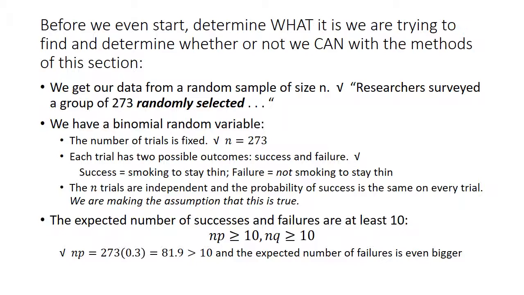Do we have a binomial random variable? Well, do we have a fixed number of trials? Yes, 273 teen girls are selected. Each trial has two possible outcomes, success and failure. Well, again, success is smoking to stay thin. Failure is not smoking to stay thin. Two possible outcomes. The trials are independent and the probability of success is the same on every trial.